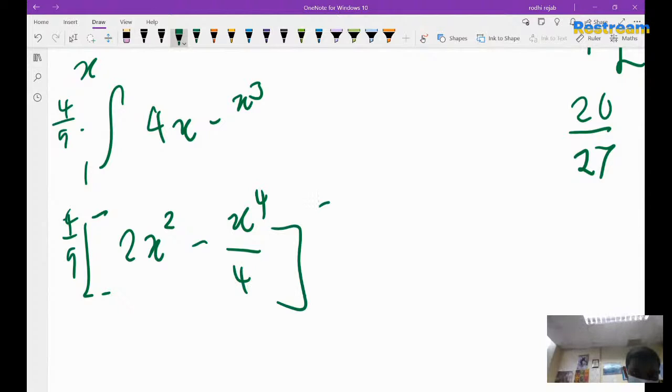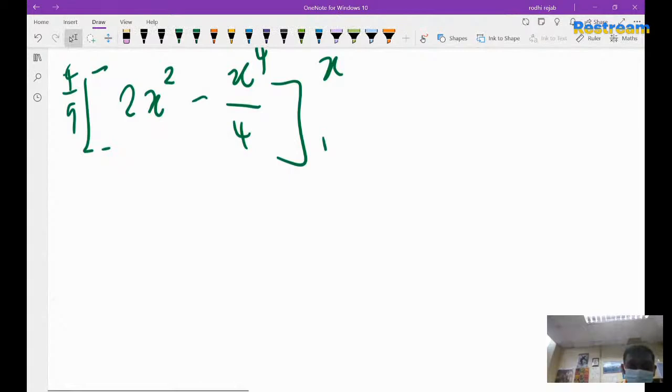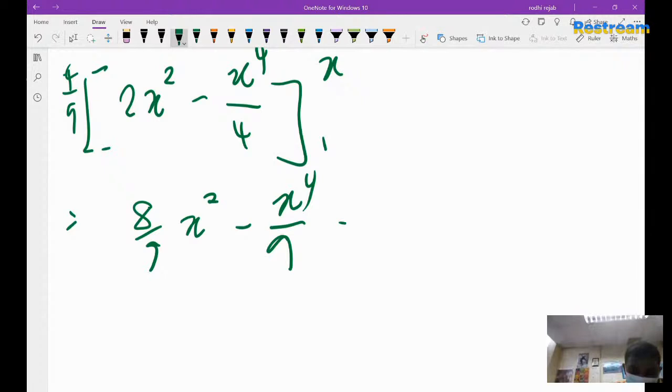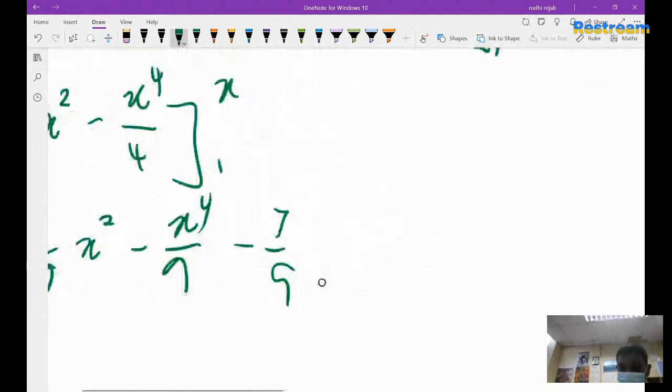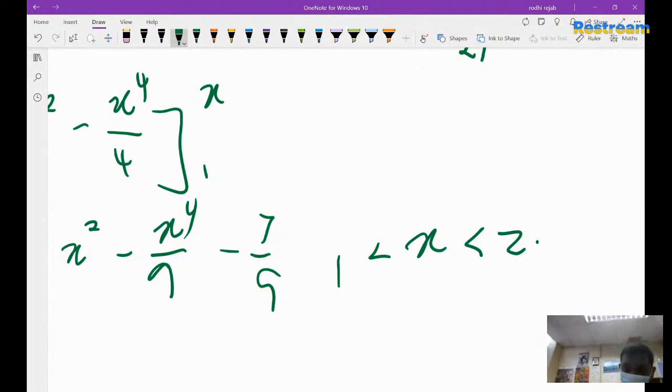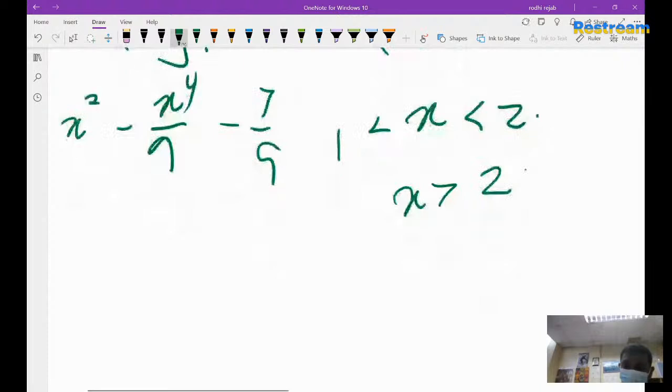So, you guys just simplify expression ni. And you will eventually get 8 over 9 x square minus x kuasa 4/9 tolak 7/9. So this is just the function for x di antara 1 hingga 2 tau. Kita kena note yang kita perlu tulis before 1 and after 2 juga sebab this is a function.